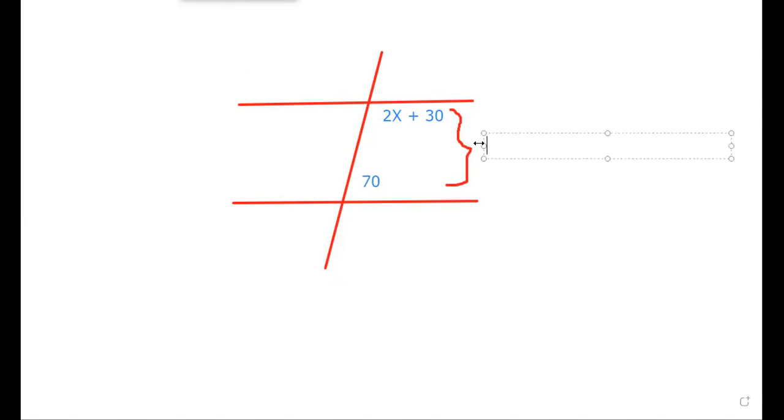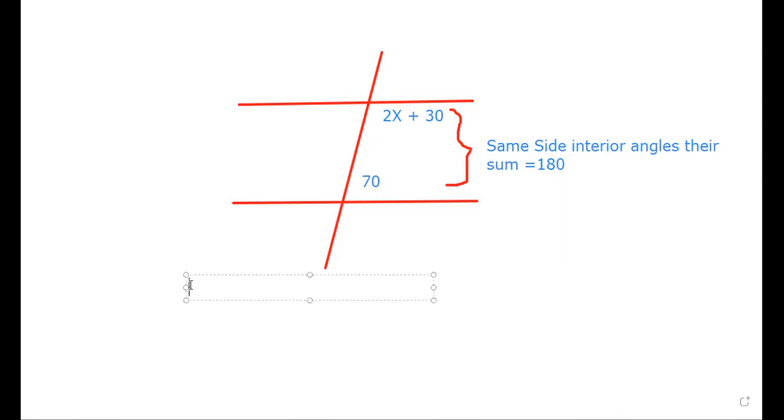This is called same side interior angles, and their sum should equal 180.